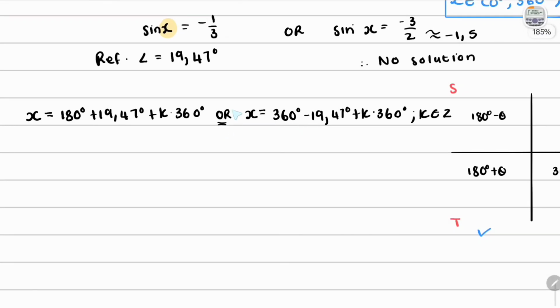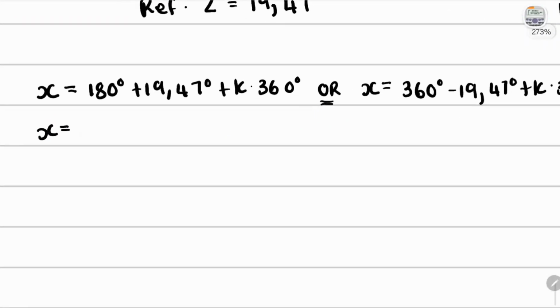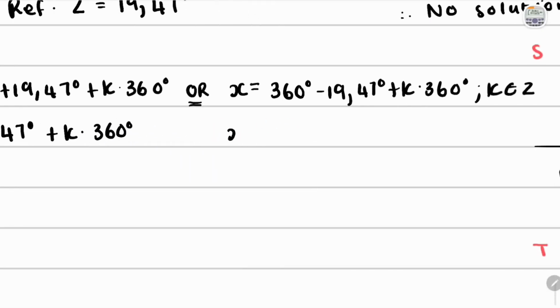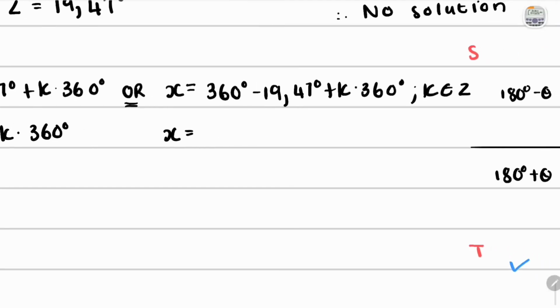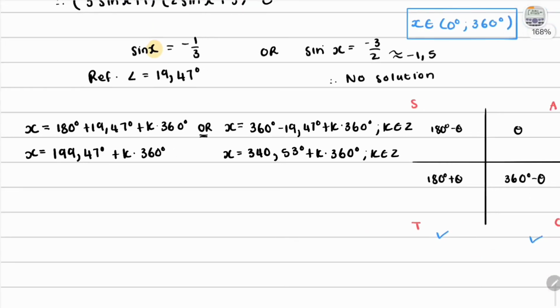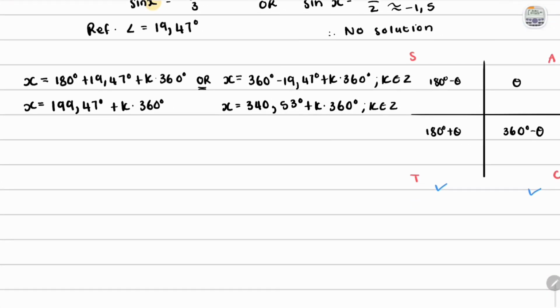Okay, so let's go ahead and just solve for x. So x is finally equal to, and we're just going to add there. So that is going to be 199.47 degrees plus k of 360 degrees, or x is equal to 360 minus 19.47. So that's going to be 340.53 degrees, and then plus k of 360 degrees. Okay, great. Where k is an element of integers, we don't even have to say that again. But we have both solutions now, the general solutions.